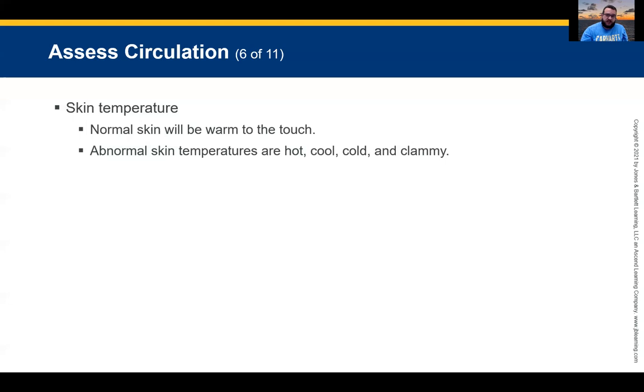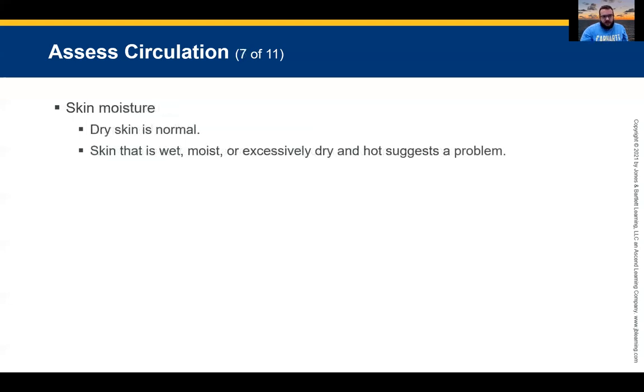particularly if you're going into like a shock or a cardiac occurrence. That's the kind of feeling that they'll be cool, cold, and clammy. Moisture, skin that is wet, moist, or excessively dry and hot suggests a problem. You can kind of see those cardiac-related issues, heat emergencies. You know, when a patient stops sweating, that's the worst. We don't want them to stop sweating. That can be signs of a heat stroke.